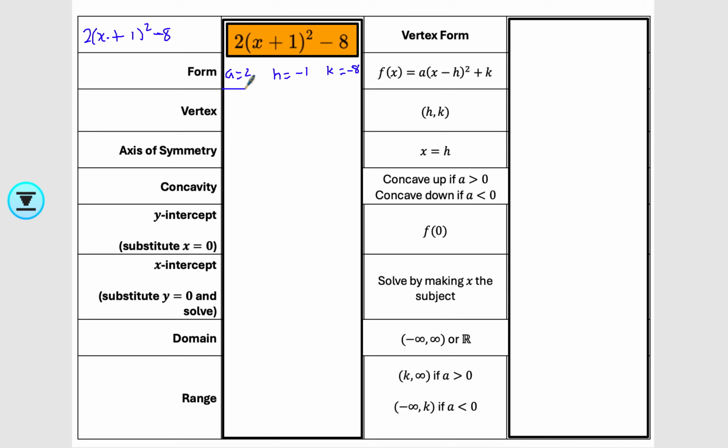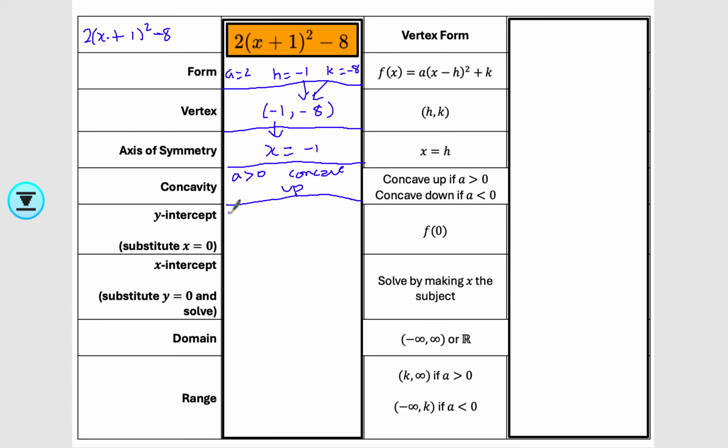So once I have these three values, the vertex is quite easy. It's just your H and K value. H always represents the X coordinate, K always represents the Y coordinate, and that's always the case. So whatever is inside and next to the X, that's the X coordinate of the vertex. The axis of symmetry is just the X coordinate of the vertex, so it's X equals -1. The concavity behaves the same. A is bigger than 0, so we have concave up.